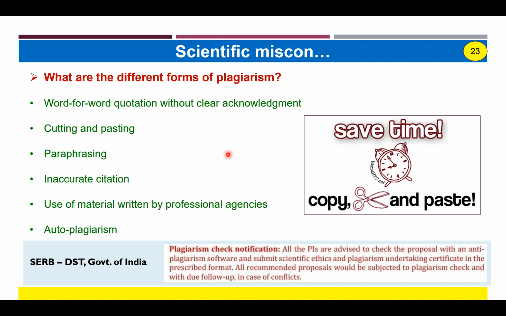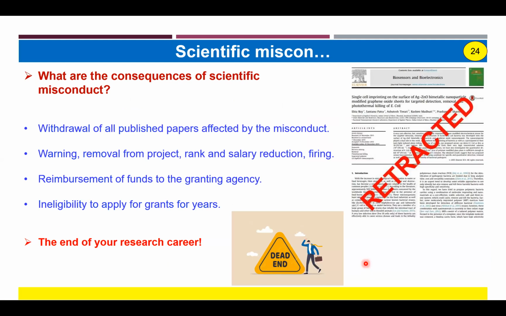Now, many funding agencies, and earlier it was the publication side, actually asked for a plagiarism check, but even nowadays the funding agency also asks you to do the plagiarism check. For example, here ACRB DST, I just took this notification from their website. It says plagiarism checks notification. So all PIs, that means the principal investigators, should do the plagiarism check before submitting their proposal, right? So the original things should be credited.